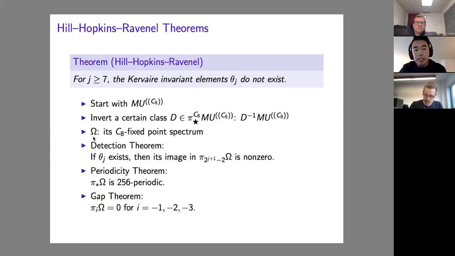The first theorem is called the detection theorem, and it says that if theta j exists in the homotopy group of the sphere, then its Hurewicz image in omega is not 0. The second theorem is the periodicity theorem, which says that the spectrum omega is 256 periodic. And the third theorem is a gap theorem, which says that there's a gap in its homotopy group. In particular, pi_i of omega is equal to 0 for i equal to -1, -2, and -3. These three theorems pieced together will give you the Kervaire invariant theorem.